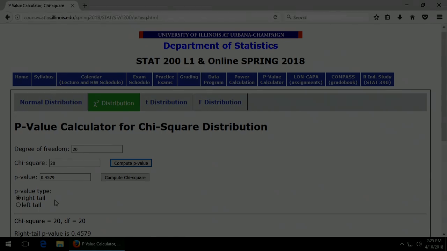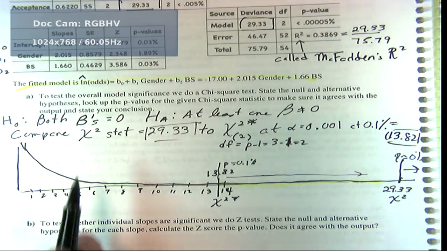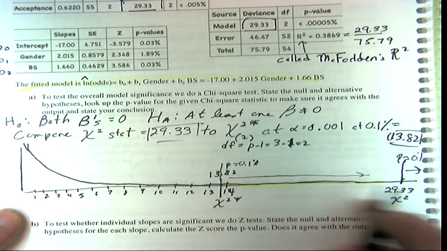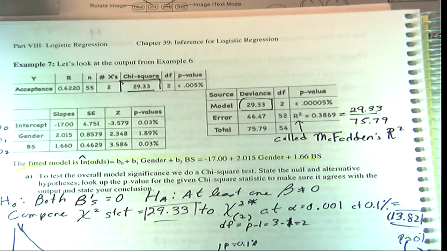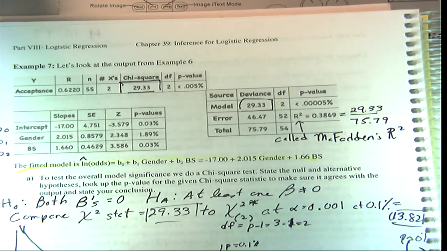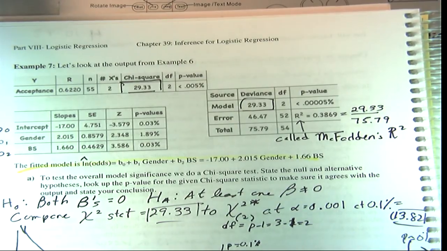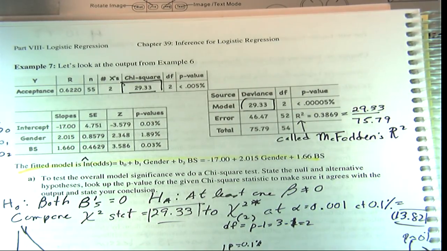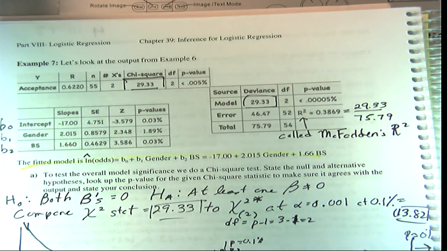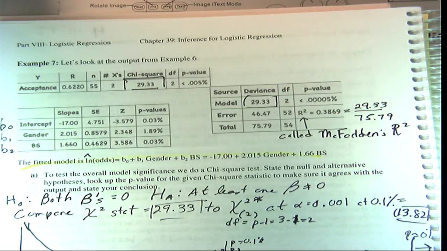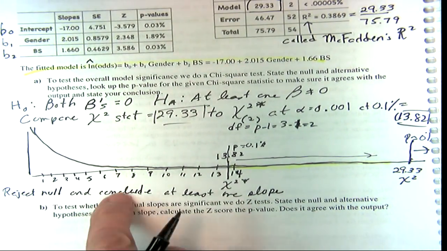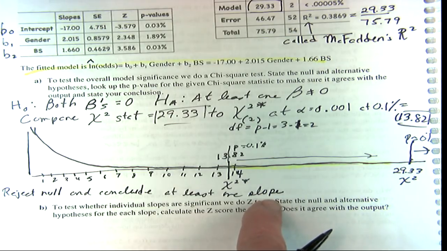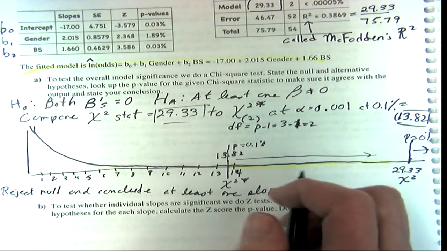So let's go back to our document camera. Did we come up with a conclusion? Yes, we agree with this p-value right here. And here it gave more decimal places. Yeah, it agrees with that. And we reject the null, and conclude that at least one of the slopes is not zero. That means either the gender slope or the biological science slope has something to it, is not equal to zero.